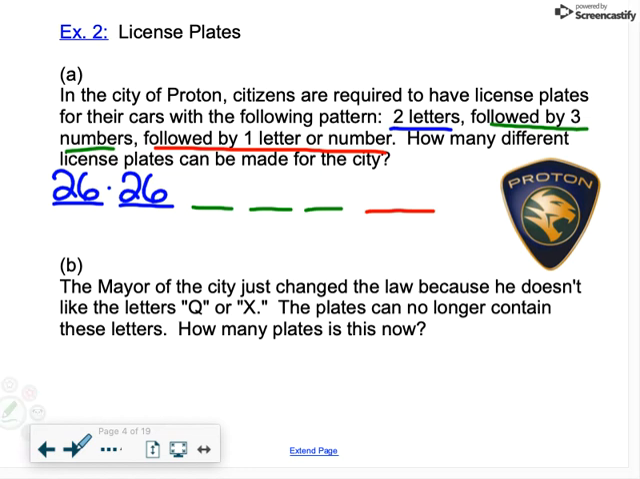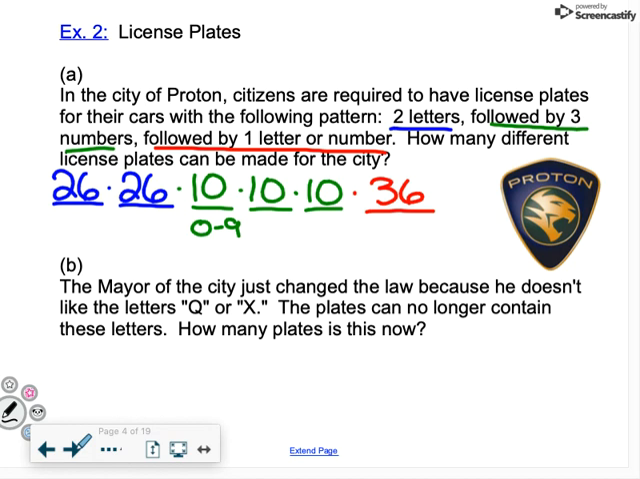Then it says followed by 3 numbers. Notice all 3 of these would just be single-digit numbers. And we have to think of how many options we have. Well, we have any of the numbers between 0 and 9, which is a total of 10 numbers. And again, just like the letters, it doesn't say anything about repeats, so we can use 10 for each one. And then our last one, notice it is letters or numbers. So that means we're going to add these 2 together. We have 10 numbers plus 26 letters, a total of 36 options for that last piece.